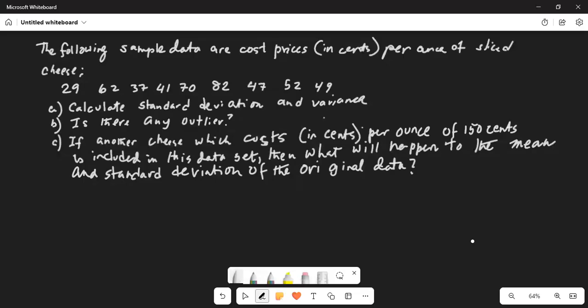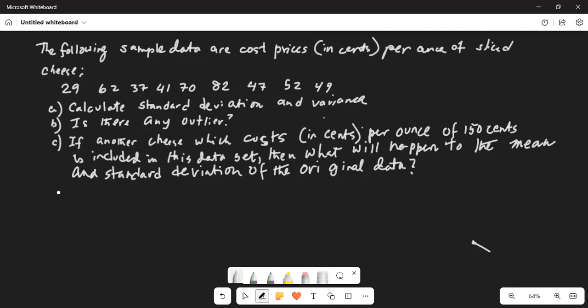Good day, everybody. Today we are going to talk about the 5-number summary of a set of numbers. The following sample data are cost prices in cents per ounce of sliced cheese. Calculate the standard deviation and variance. Is there any outlier? And part C, if another cheese which costs 150 cents per ounce is included in this data, then what will happen to the mean and standard deviation of the original data?